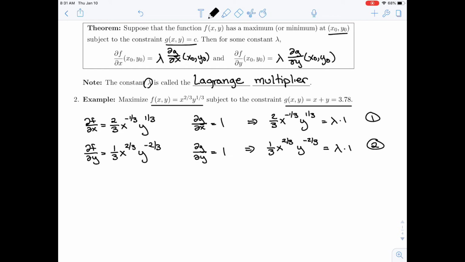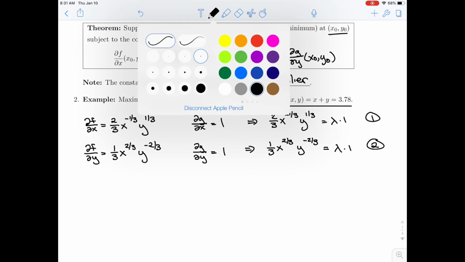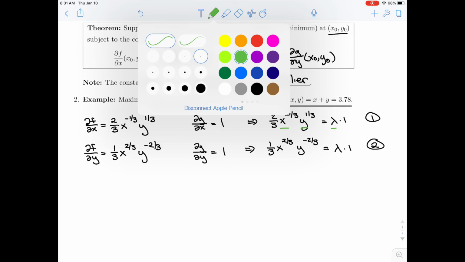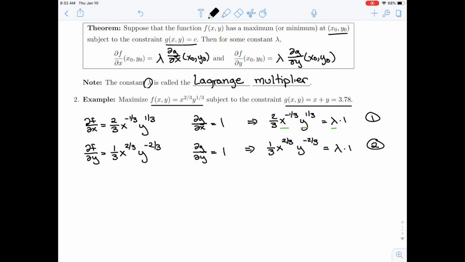So at this point we have two equations. The equations have the variables x, y, and lambda. And so I have two equations and three unknowns, and I won't be able to solve these equations unless I come up with some sort of third equation. And so the third equation is going to be our constraint, because that constraint also relates x and y. Now, if we want to proceed to solve this problem, I'm going to set equation 1 equal to equation 2, because both of them are equal to lambda.